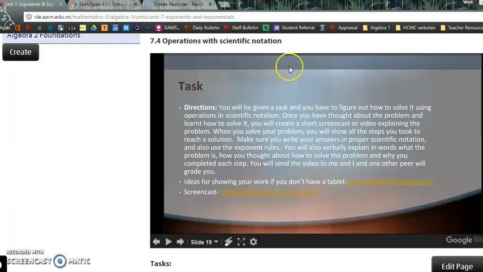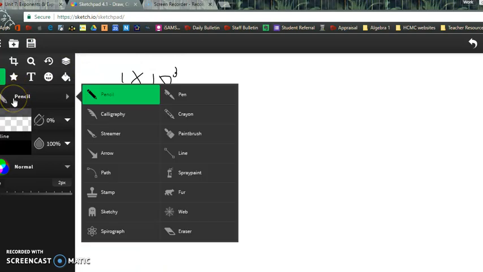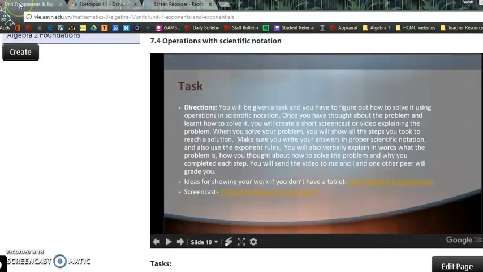Then you can go back and use this sketchpad. If you click that link, it will bring you to this slide here. You can use the pencil and draw like I've drawn here in scientific notation, play around with it. It doesn't have to be beautiful, but just get comfortable with it before you start.